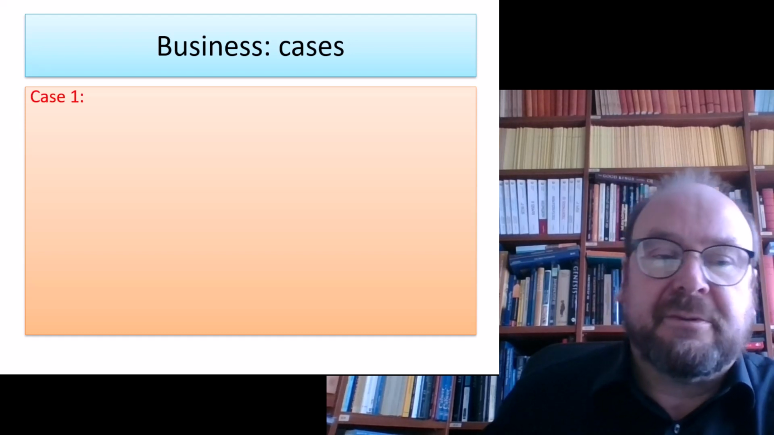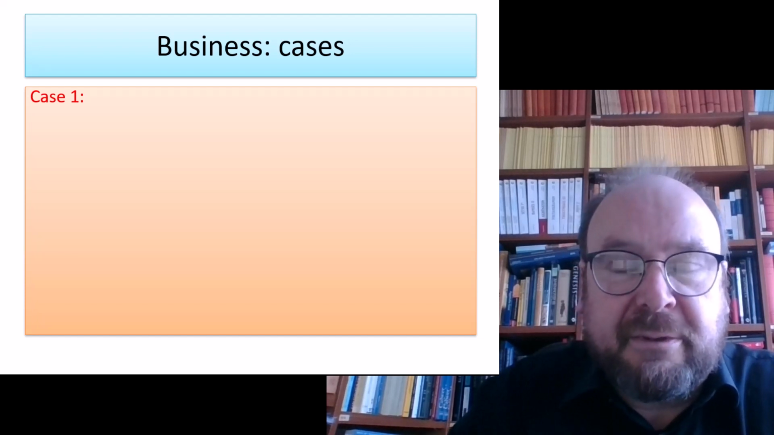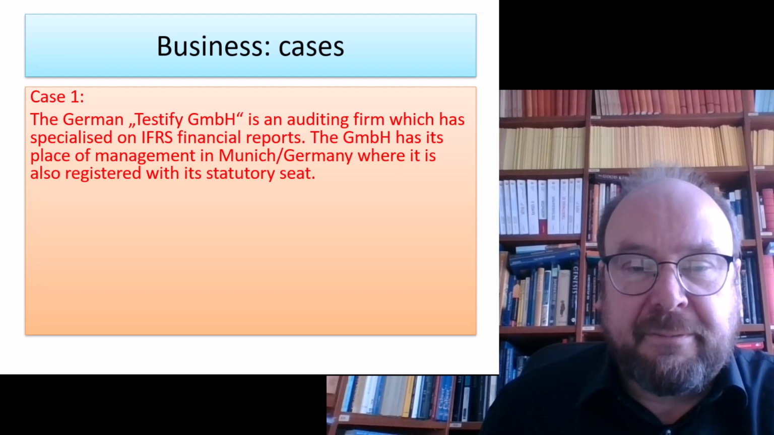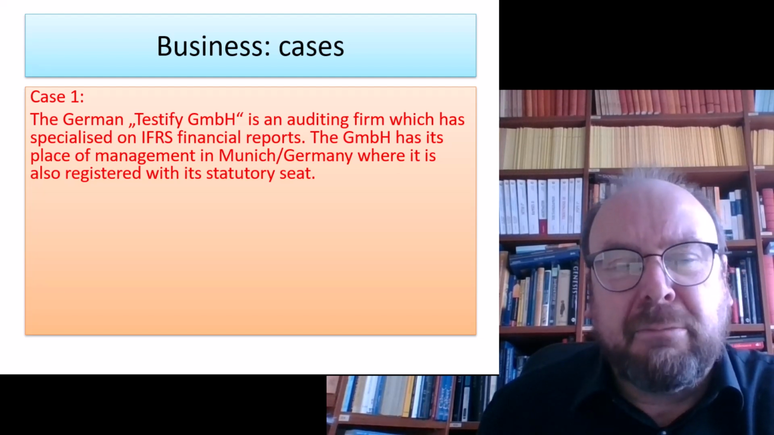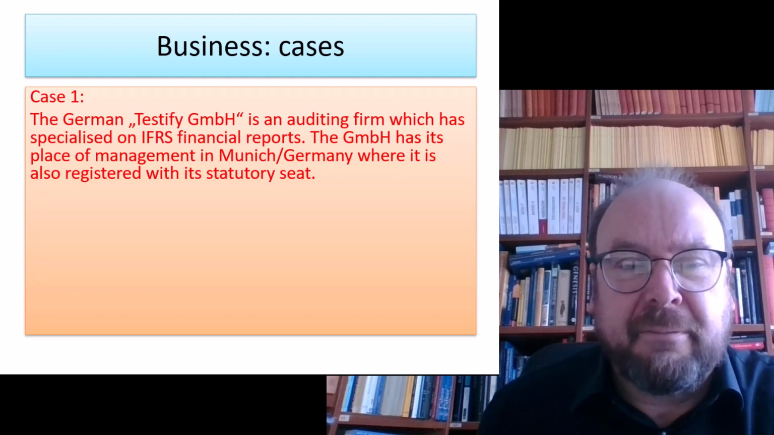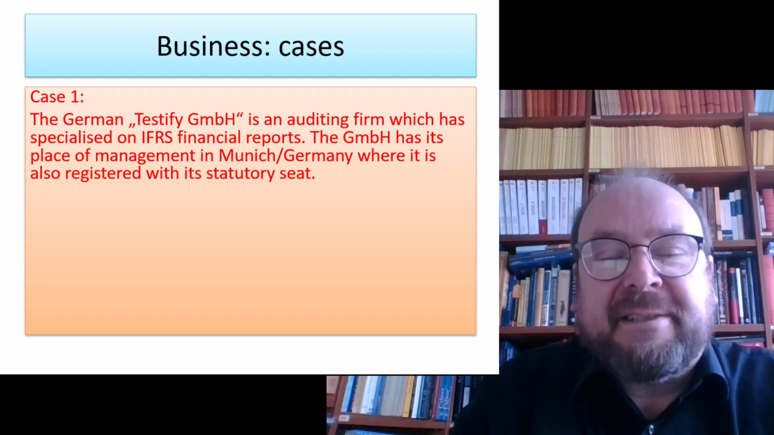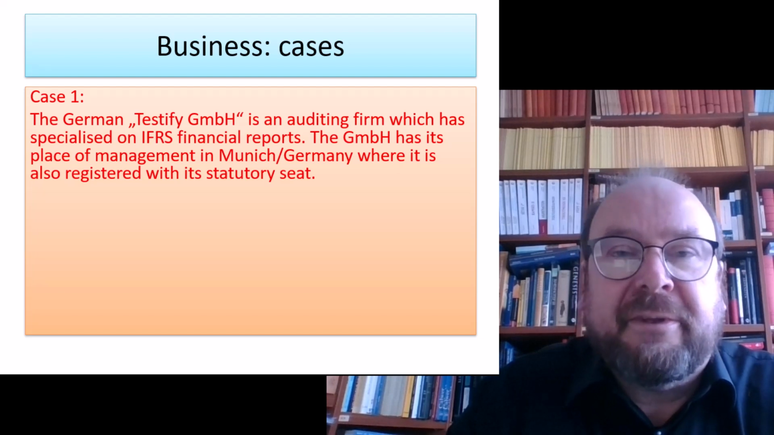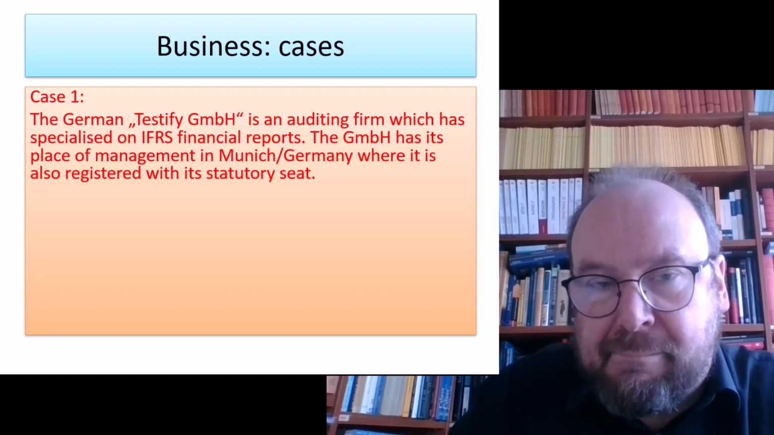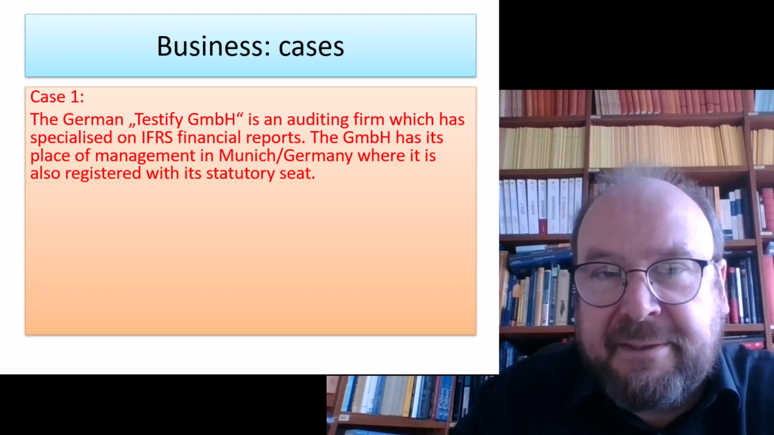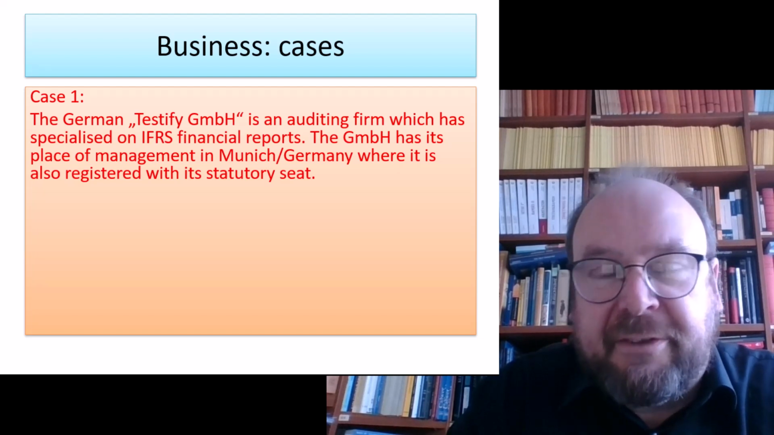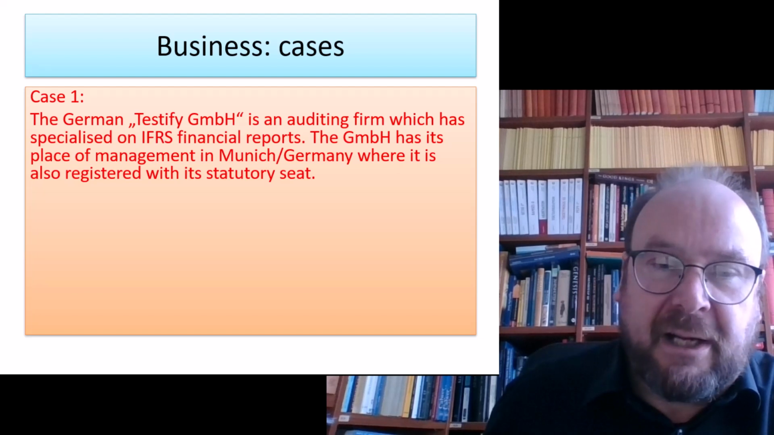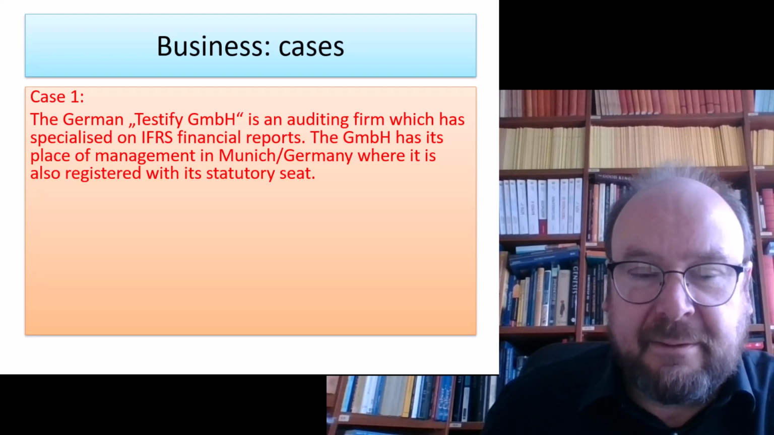Let's look a bit more at some concrete small cases and how we would solve them, perhaps in an exam. So the German testified GmbH is probably called with a very awkward English name, probably that's usual with Germans. We all don't know much about English, and so we just muddle through. Well, it's an auditing firm, and it has specialized in international financial reporting standards. So the GmbH has some business to do worldwide, because the IFRS are identical worldwide. However, the GmbH naturally has been registered in Germany, and the place of management is also in Germany, in Munich.